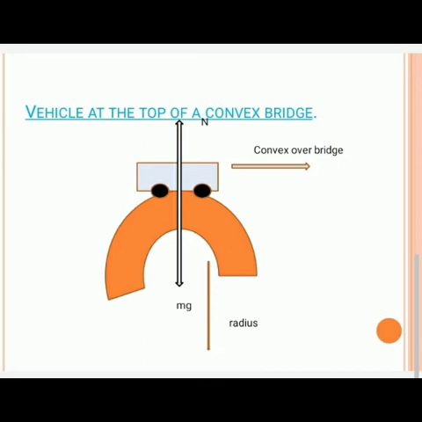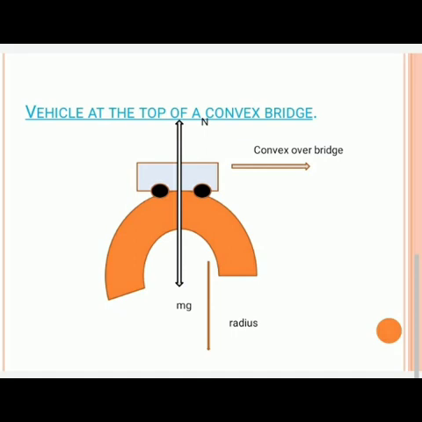Let me discuss how you deal with a vehicle when it is moving on a convex bridge. The forces which are acting on a vehicle are: first, the weight mg acting vertically downwards. Second, the normal reaction force which is acting vertically upwards along the vertical line. If I have to calculate the speed at the uppermost position, I will calculate it with the formula mg minus N, which is equal to the mass multiplied by the centripetal acceleration, that is mv square divided by r.